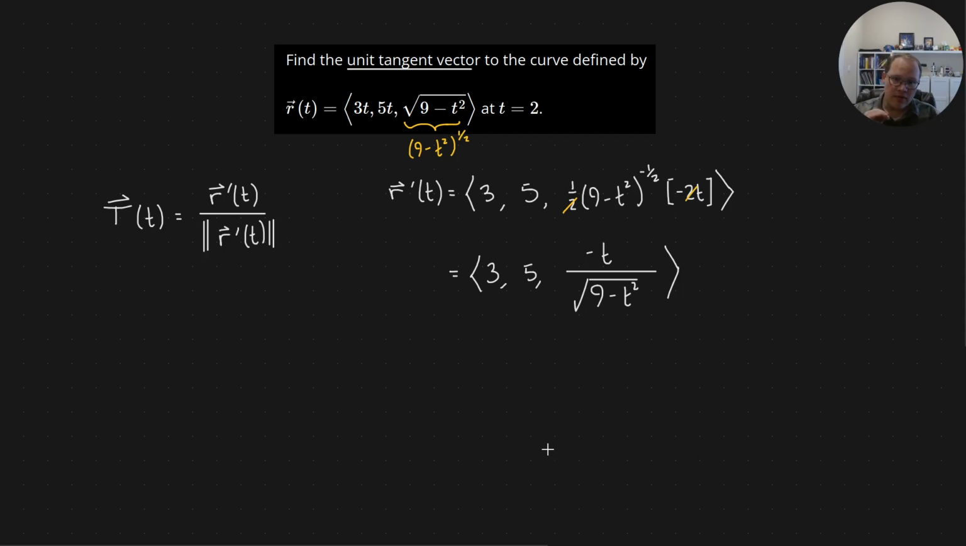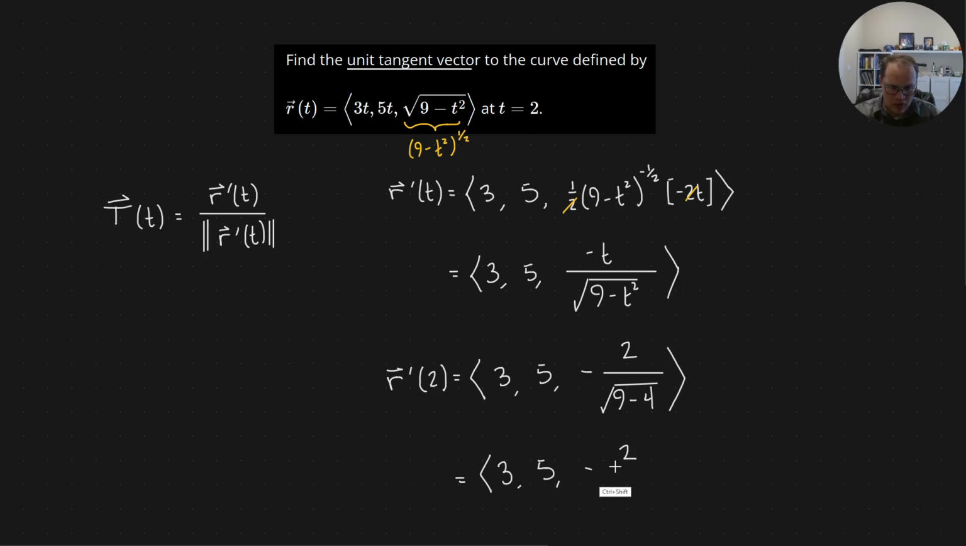I don't care about the derivative at all points, though. I'm only interested in what's happening at t equals 2. So plug in t equals 2. I get 3, 5, and negative 2 over root 9 minus 2 squared, which is 4. So that's 3, 5, negative 2 over square root of 5. Okay, that's my r prime of 2. In order to find my unit tangent vector, I now want to normalize this.